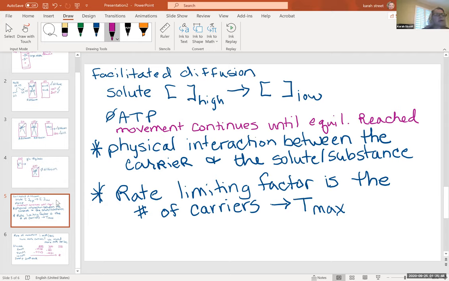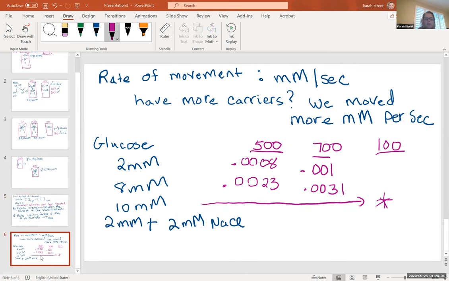Remember, we are playing with an experimental setting. We are not playing with a real living cell. This is dialysis tubing that we're playing with and transporters that we're building into it. So when we went to 10 millimolar glucose using only 100 carriers, the timer in the PhysioEx ran out on us. We weren't able to reach equilibrium. We did not finish moving this 10 millimolar glucose from one side to the other side until we reached equilibrium. The system timed out on us. If we were given more time, then these carriers would have eventually reached equilibrium, meaning moving 5 millimolar of glucose to the other side. So we would have 5 millimolar on both sides of this membrane.